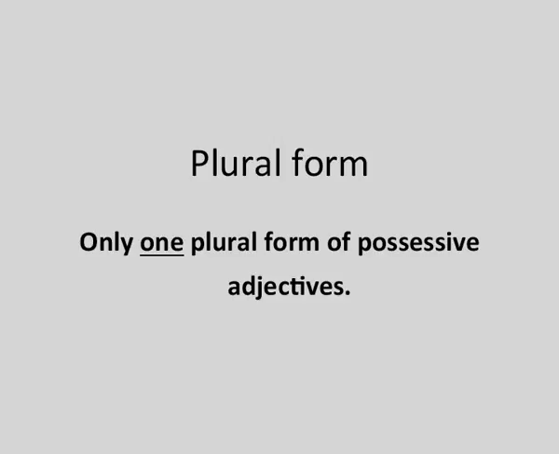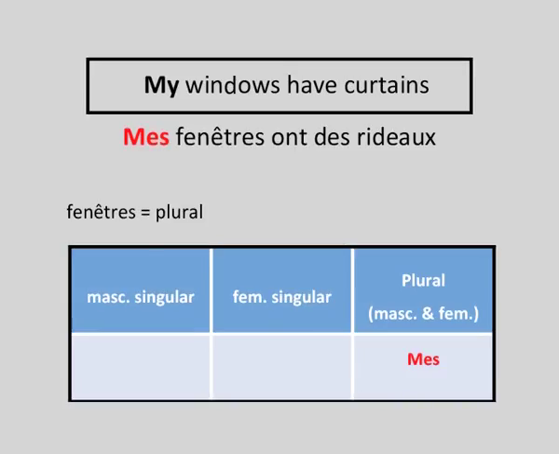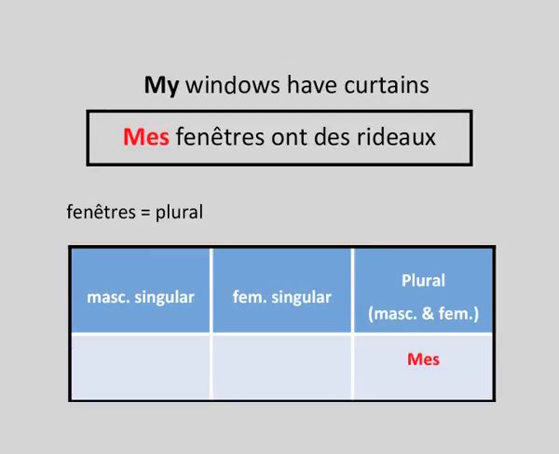Please note that in French there is only one plural form of possessive adjectives. No distinction is made between a masculine plural word and a feminine plural word. My windows have curtains. The French equivalent of this sentence is Mes fenêtres ont des rideaux.